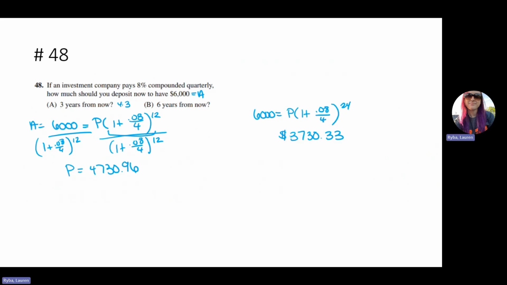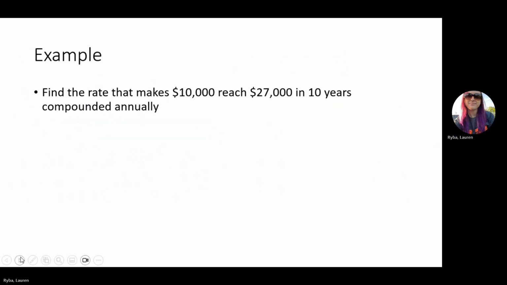There are other variables that we can also solve for. This one asks us to find the rate that makes $10,000 reach $27,000 in 10 years if it is compounded annually. All right, so I invest 10,000, that's my P. 27,000 is my A. T is 10.